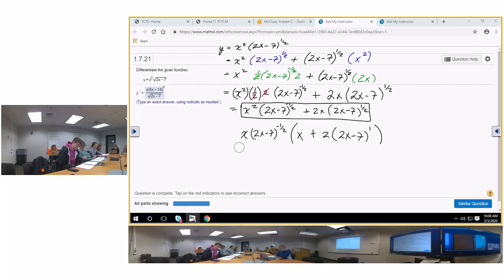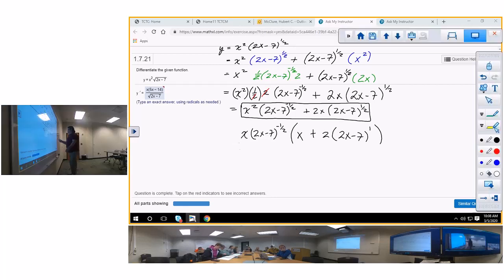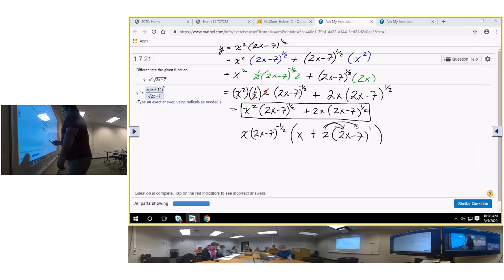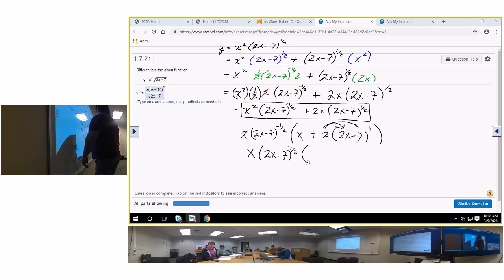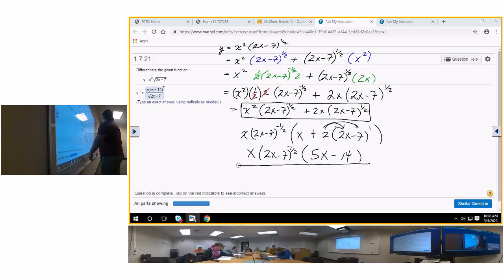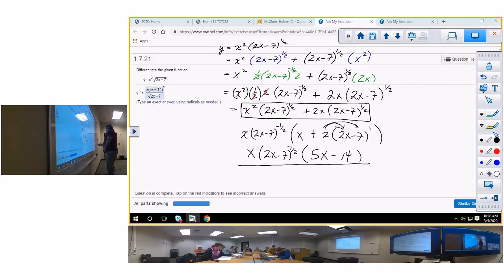Okay, now distribute that 2. Now we've got x times 2x minus 7 to the negative 1/2 power times, what's x plus 4x? 5x. 5x minus what, 14? Y'all check me on that. Yeah. Over, I keep trying to get the cart before the horse.